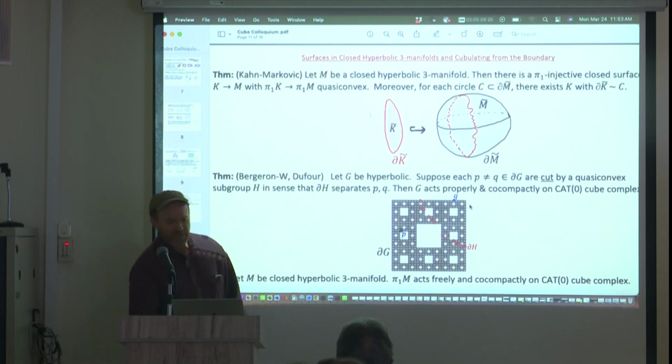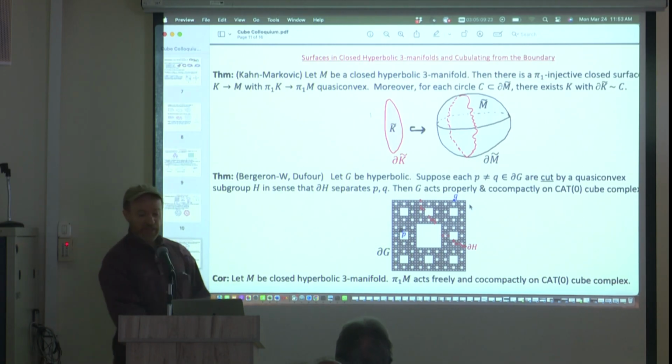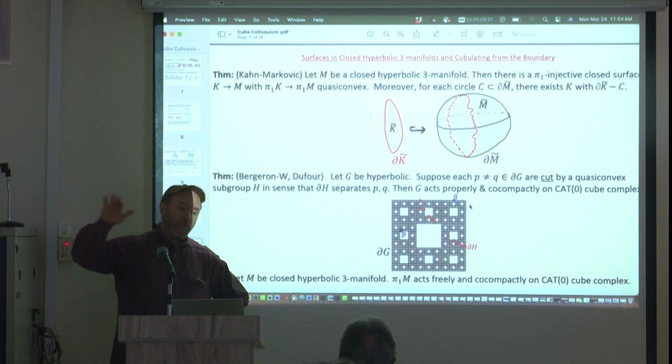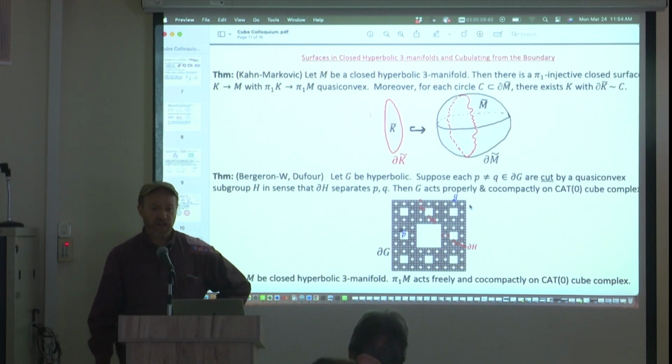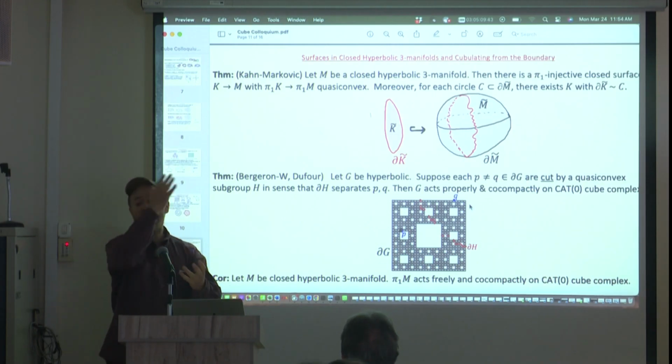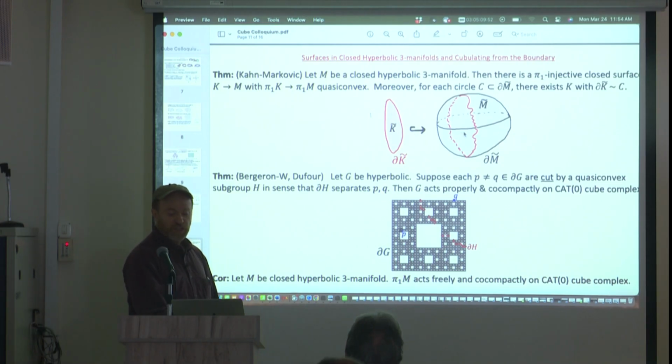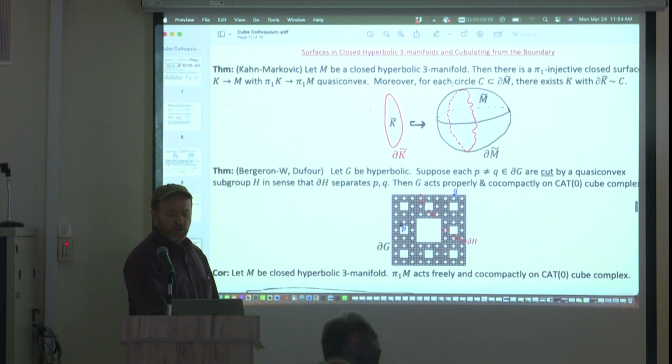But first, let's stop for a moment. Kahn and Markovic did something amazing that you might have heard of. About 2012, they showed that if you have a closed hyperbolic three-manifold, then there are many pi1 injective immersed closed surfaces inside, right? A two-dimensional surface inside a three-dimensional manifold feels codimension 1, and it actually is, if it's pi1 injective. So they found codimension 1 subgroups, in fact quasi-convex codimension 1 subgroups, inside of your hyperbolic three-manifold group, right?